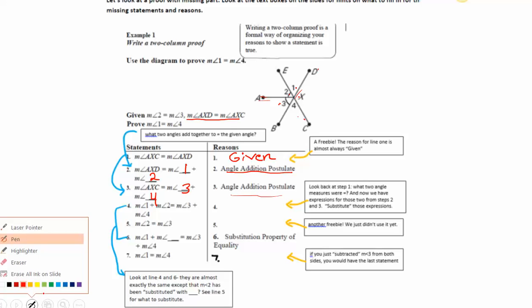Now let's look back here. The next step, step 4, is measure of angle 1 plus measure of angle 2 equals measure of angle 3 plus measure of angle 4. Well, look, that's what we added. I'm going to change color here. That's what we added together: measure of angle 1 plus measure of angle 2, and then we have measure of angle 3 plus.